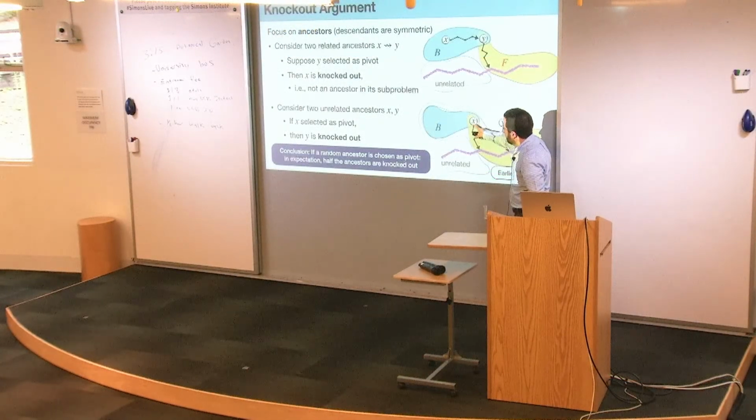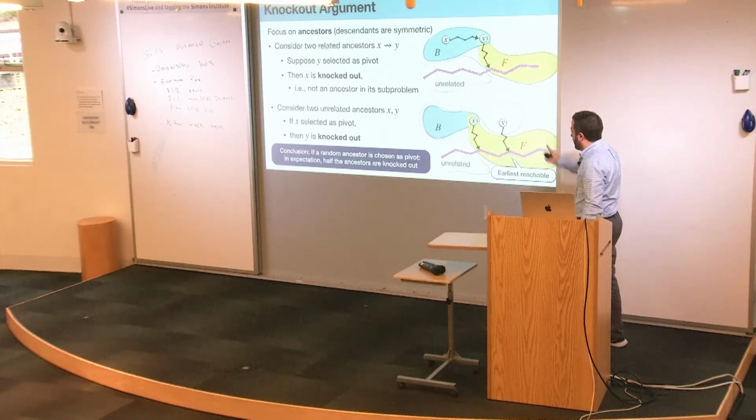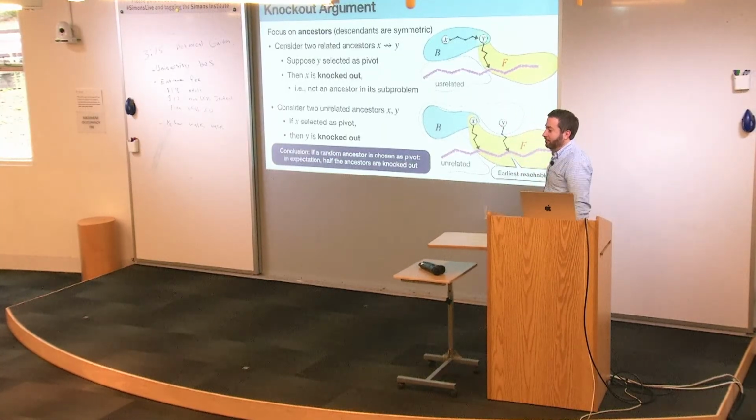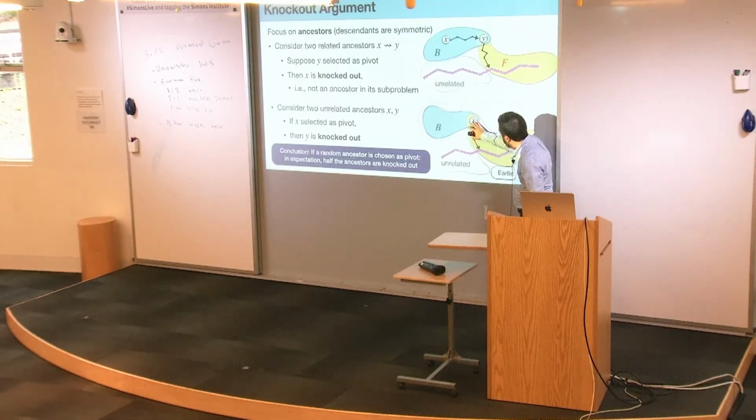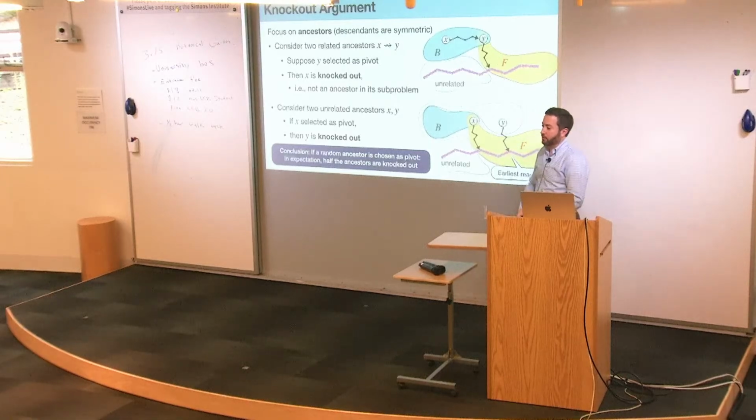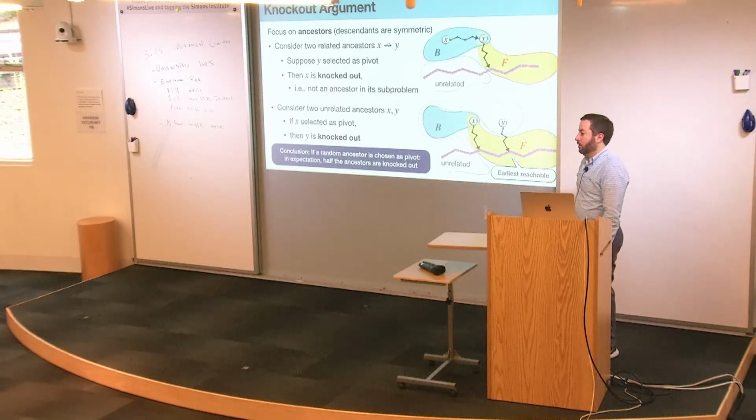If X is chosen as the pivot, then Y is knocked out in this case. If Y is chosen as the pivot, then it's not. So if Y is chosen as the pivot, then X would be in the unrelated subproblem, as would all of this stuff over here. So X would still be able to get to the piece of the path that's in its subproblem. But you don't knock out. I see, and X with half the answer. I see.